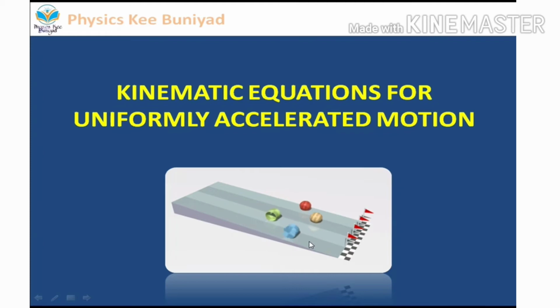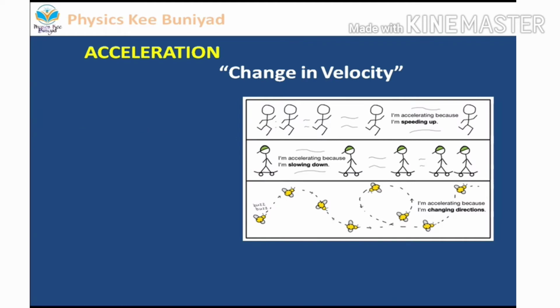We will first discuss what is meant by acceleration, and then we will go on to derive the equation for accelerated motion. So first of all, what do you mean by acceleration? Acceleration is the change in velocity. Simply, the change in velocity is called acceleration.